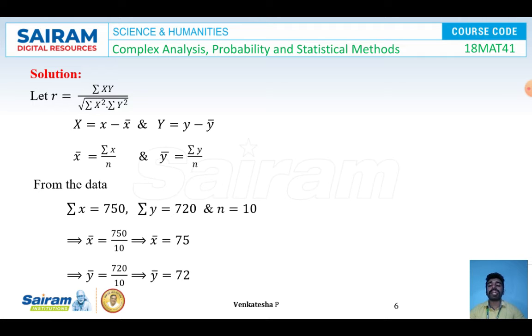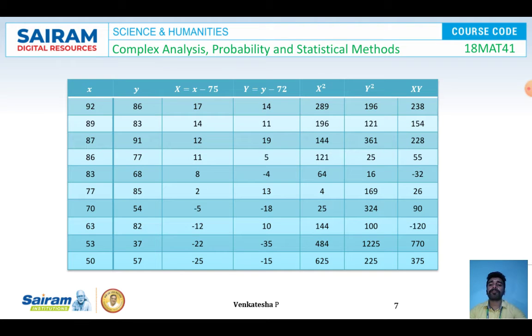Now I'm going to make a tabular column to estimate the values of capital X, capital Y, capital X into Y, capital X square and capital Y square. So the tabular column must have small x, small y, capital X, which is given by x minus 75, capital Y, which is given by y minus 72, capital X square, capital Y square, and capital XY.